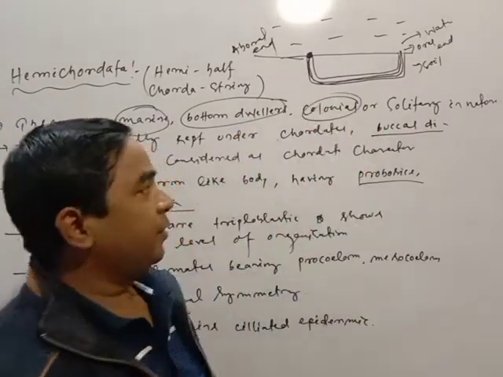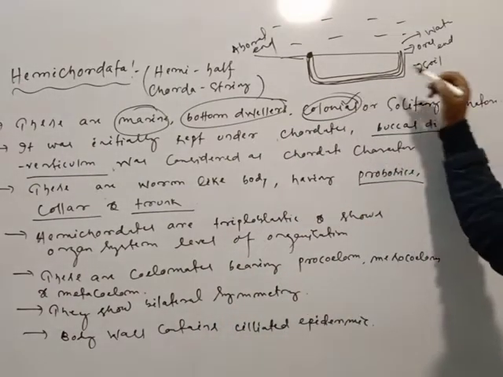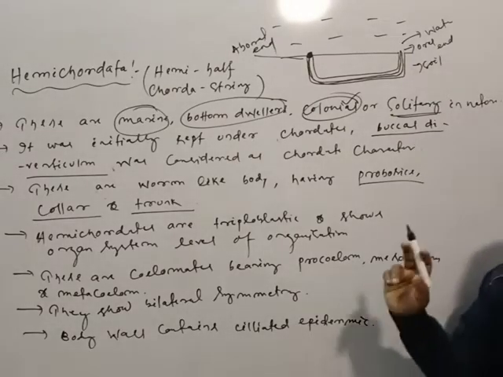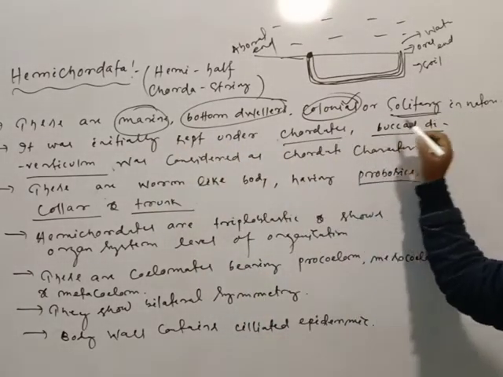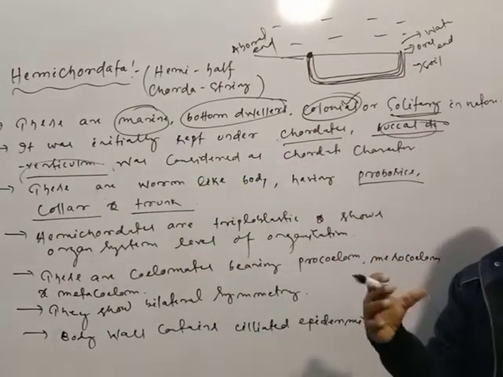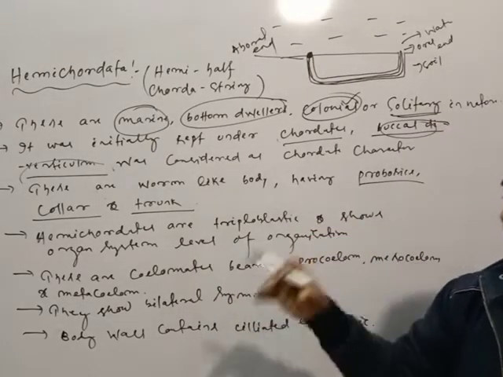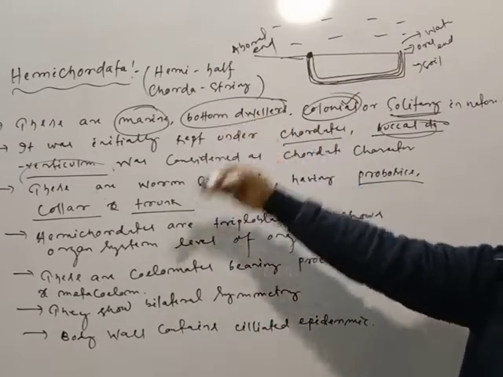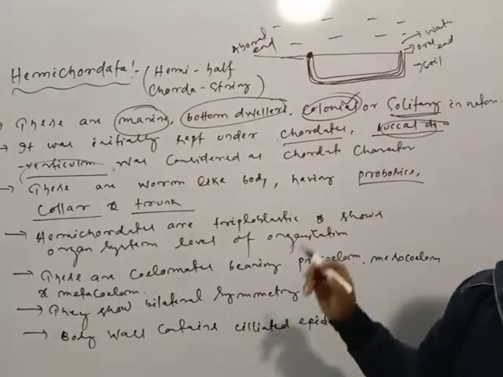Colonial organisms live and survive in a group. Those present singly are called solitary or individual organisms. It was initially kept under chordates. Why? Due to the presence of buccal diverticulum. This was more or less a digestive enzyme secretory structure. That's why it was considered a chordate. But due to the following characteristics, it is nowadays kept as hemichordata under non-chordates.